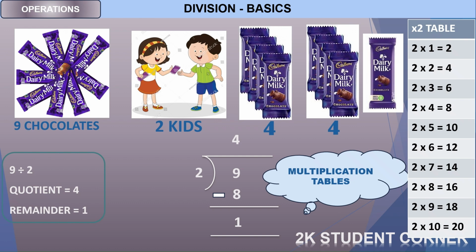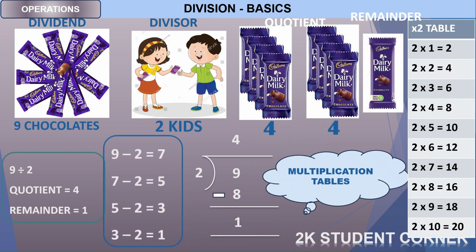So, in this problem, 9 is the dividend. 2 is the divisor. 4 is quotient. 1 is the remainder. This can be again cross-checked with repeated subtraction. After subtracting 4 times, 1 remains.